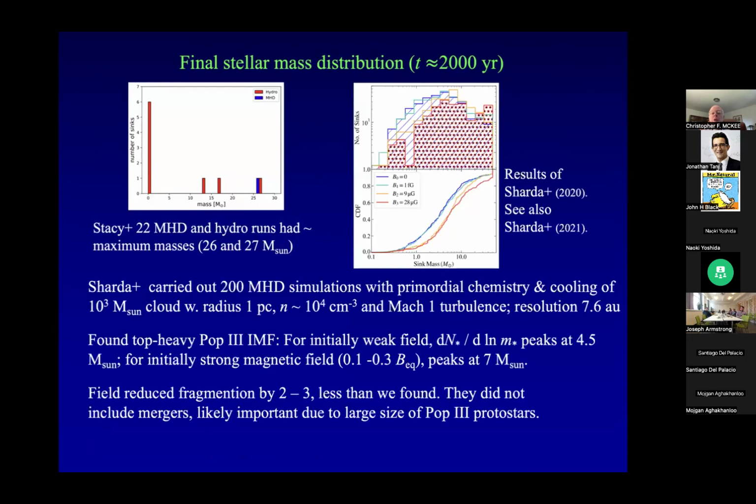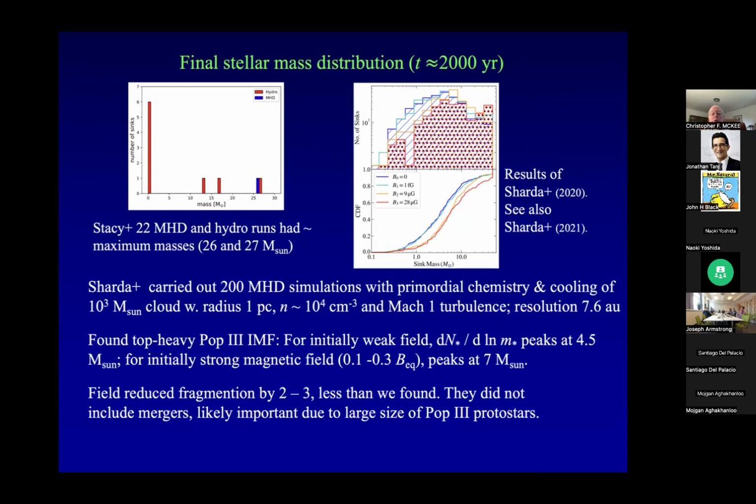On the right, I show the results from Sharda et al. They have a couple of papers. And you can see that if you look at the top, that is the IMF. The axis there on the bottom is the sink mass, and then they just have the number of stars plotted. So it's a very top-heavy IMF. It peaks at around 5 or 6 solar masses. But they have many stars that are less than 0.8 solar masses. So in contrast to us.